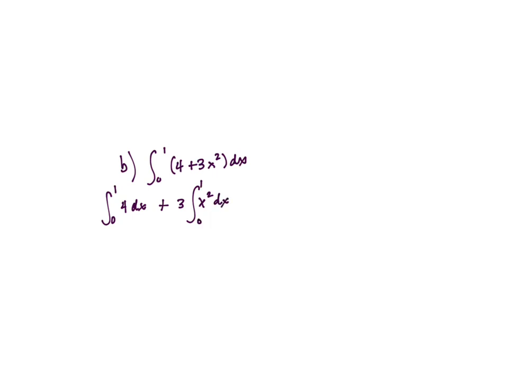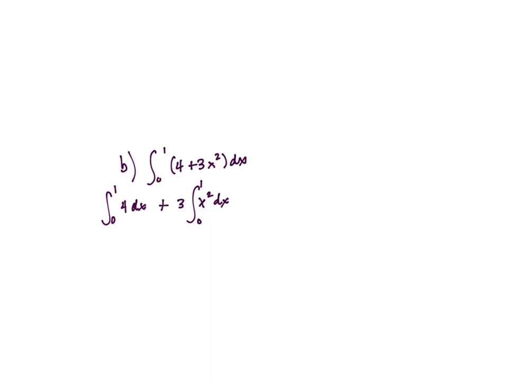Okay, let's do part B. B says we want to evaluate the integral on 0 to 1 of 4 plus 3x squared dx. So again, bust it up. Go from 0 to 1 on 4 dx plus, you want to pull the 3 to the front, 3 times the integral of x squared dx on 0 to 1.